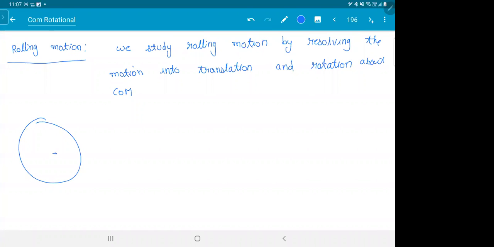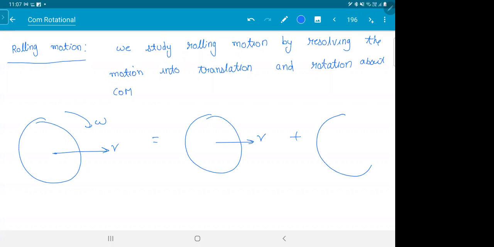If you have a cycle wheel which is going with V and also rotating with omega, you can split this motion into two pieces, V and omega. Meaning as if the wheel is just sliding like a translation, and here the wheel is just rotating like a fan. But in reality, the points are going like this. And the best example would be this.